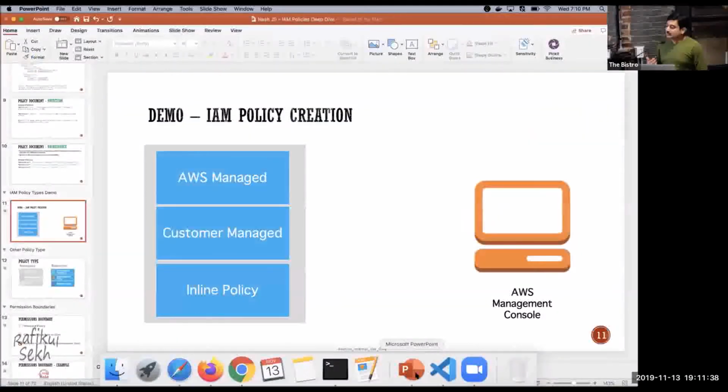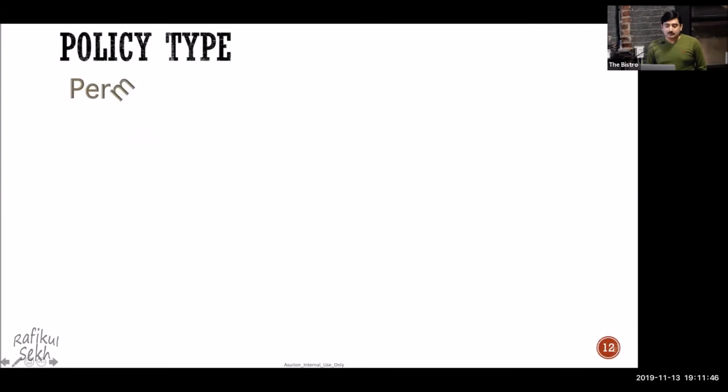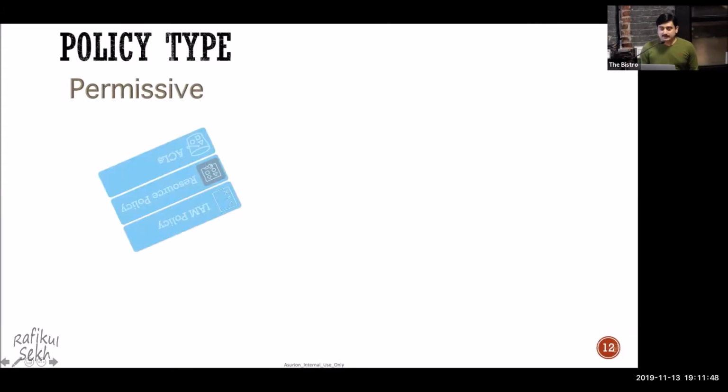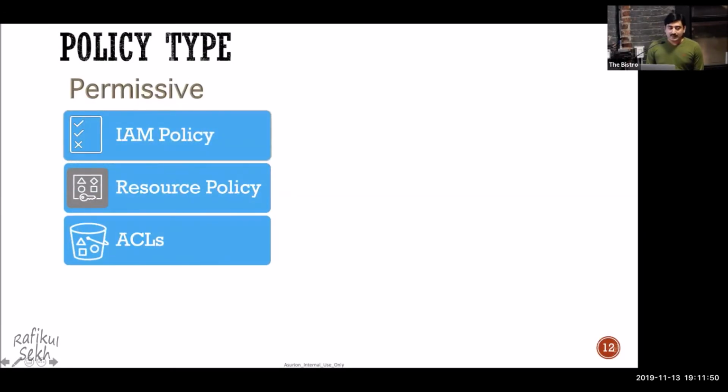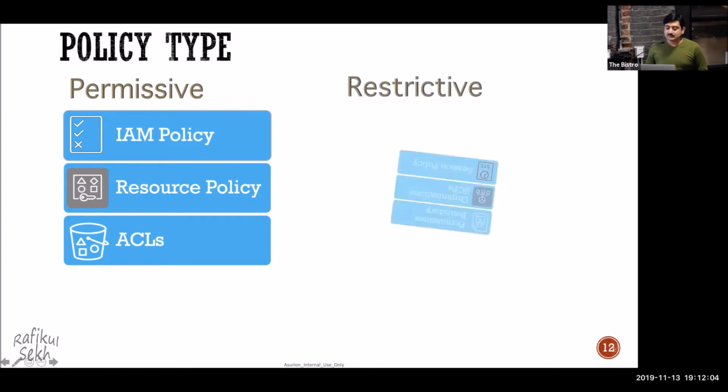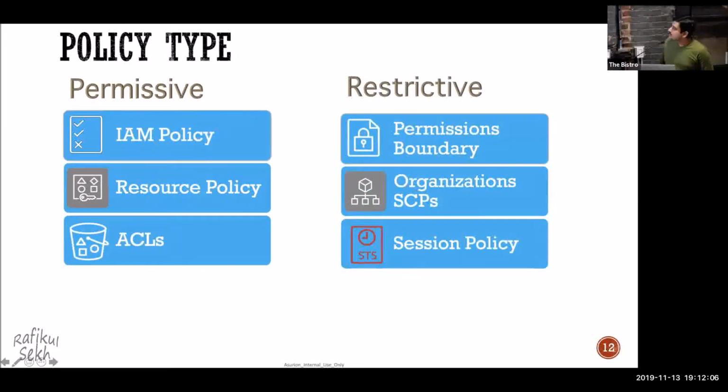So we learned about three types of policies: AWS managed, customer managed, and inline. Now, let's learn about different types of policy. So we have IAM policy, resource-based policy, and ACLs. Those are permissive policies. ACL is a little bit different from a JSON document. It is an XML-based policy, whereas IAM policy, resource policy, and some other policies are JSON-based policies.